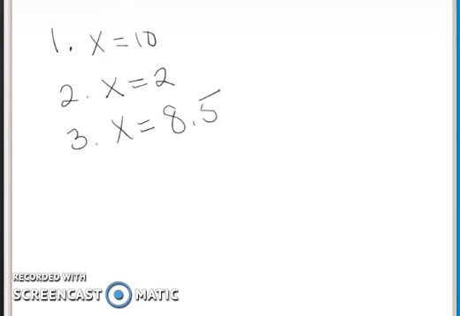Let's go over the answers real quick for the first four. If you need help setting up and solving proportions, then you're in a lot bigger trouble than I thought. So here are the answers for the first four. Number 1, we get x equals 10. Number 2, x equals 2. Number 3, x equals 8.5. And number 4, x equals 3. Okay, so those are the first four. Just wanted to get those out of the way.